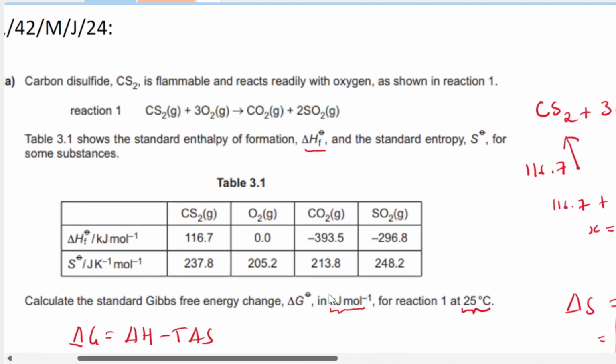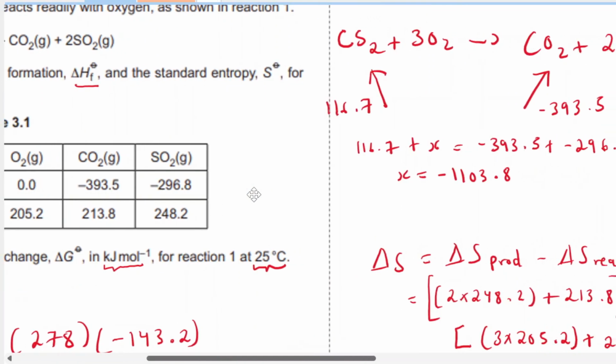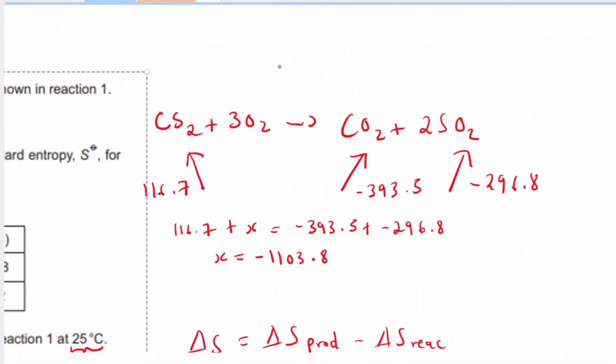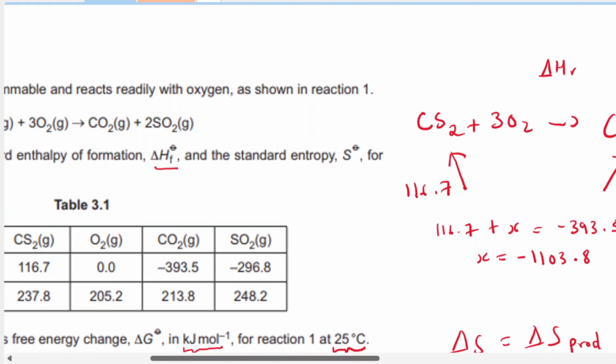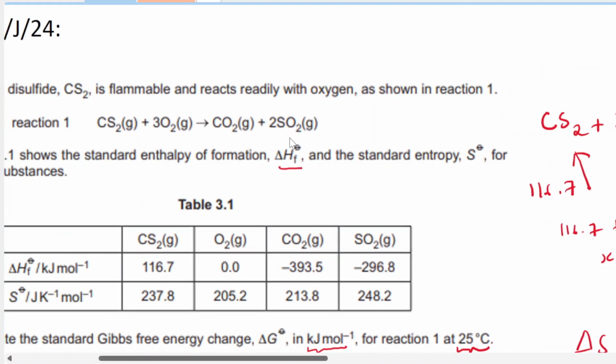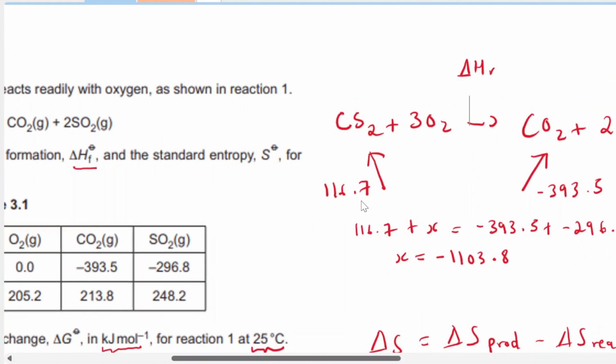Because this is very similar to question 1, I have done this for you, and you can see how we first find delta HR. So the first step was to find delta HR, which is the enthalpy change of reaction. We are given the enthalpy change of formation values, so we are given all of them over here. We have SO2 to be negative 296.8, but because there are 2 moles, we'll do times 2. For CO2, we'll do this one times 1. For oxygen, because it's an element, it's 0, and for CS2, it's normally 116.7.